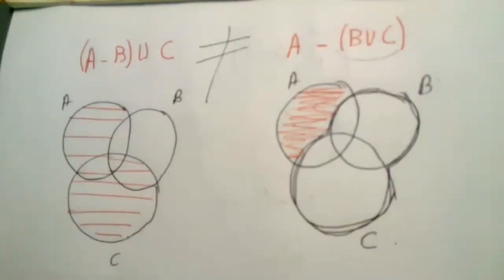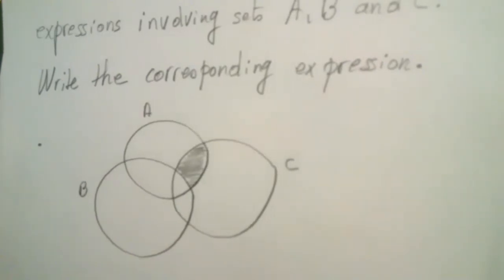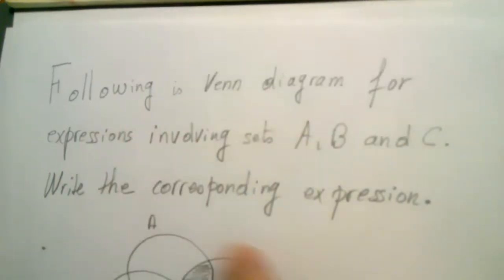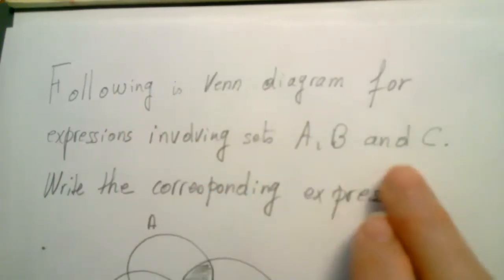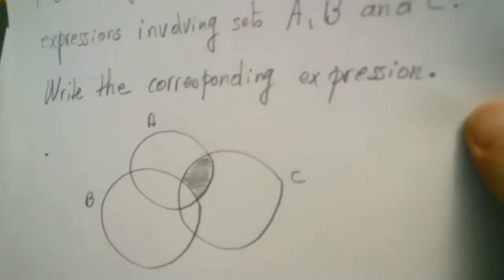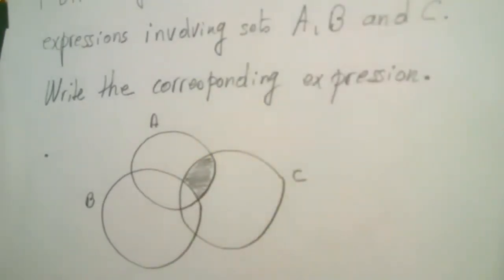And then we start the logic part. My problem is, I'll give you one, and on the homework practice, I will give you another one. Okay, this is a Venn diagram given to you. And a shaded area is given to you. And what I want you to do is to give me an expression. So it's my question. Following is a Venn diagram for expressions involving sets A, B, and C. Write the corresponding expression. So I want you to, the shaded area. Can you give me an expression that represents the shaded area?